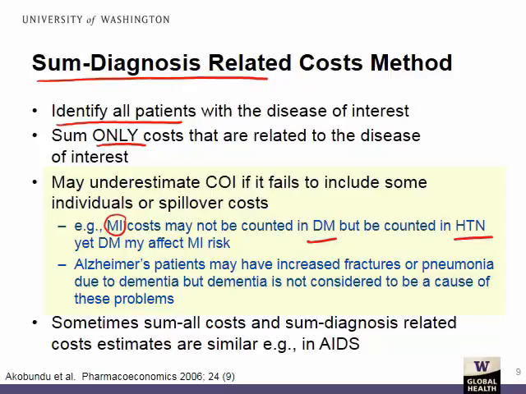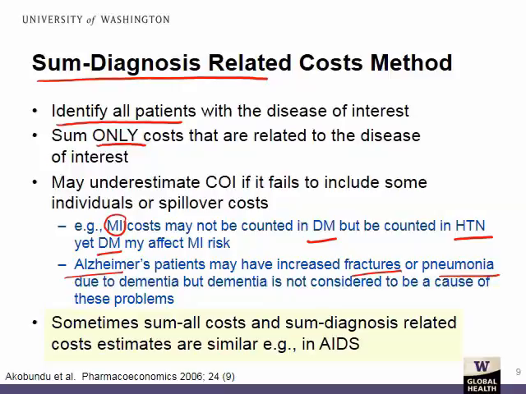And yet we know that diabetes affects the risk of having an MI. The other one is that if you have Alzheimer's, you might have dementia-related fractures and pneumonia, but dementia is not considered to be a cause of these problems. So you can underestimate the cost of illness.